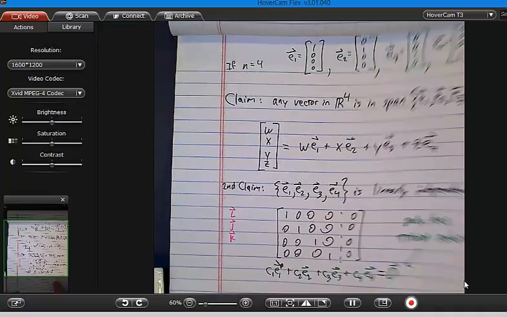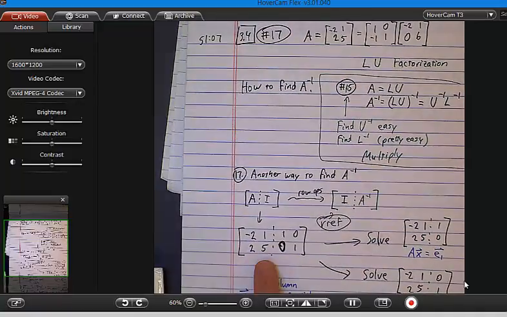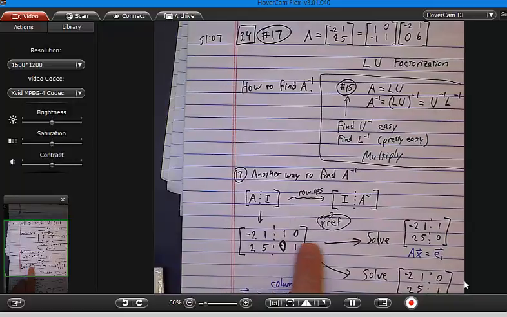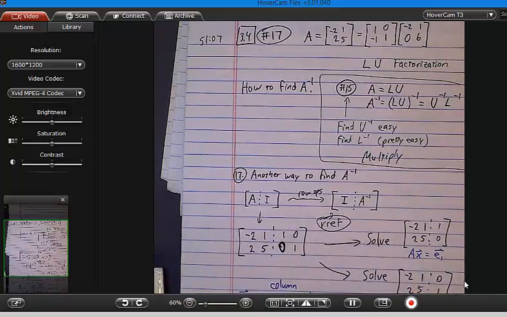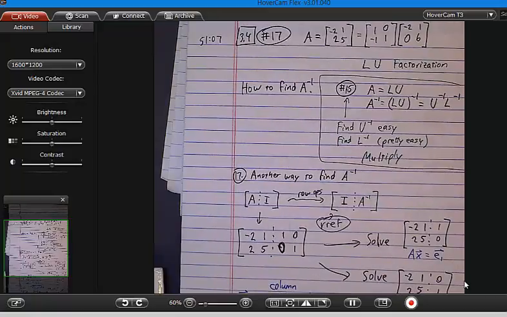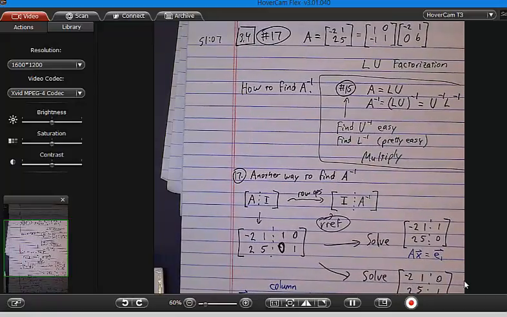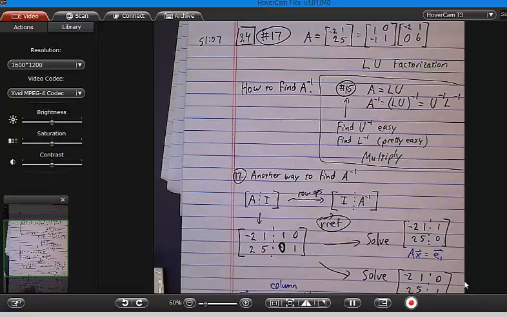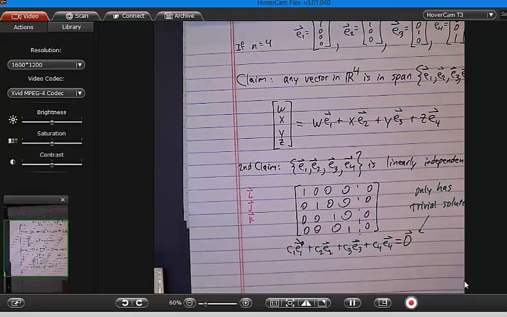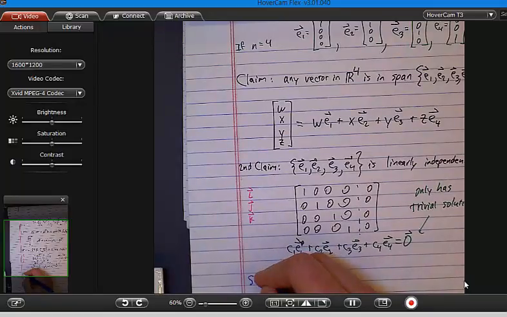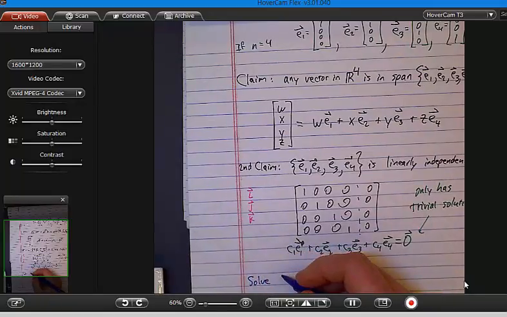So the problem 17, do you guys understand? Basically what we're doing, instead of doing reduced row echelon form, we're going to solve each of these equations, AX equals E1 and AX equals E2. Now I'll do one of them for you, and maybe I'll make you guys do the other one. All right. So how do I solve AX equals E1?